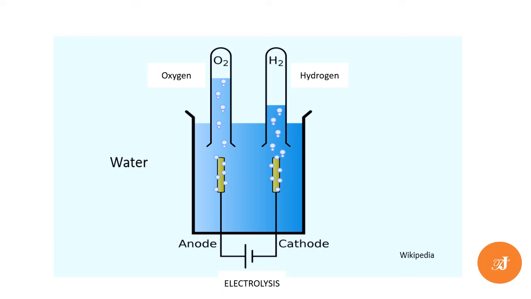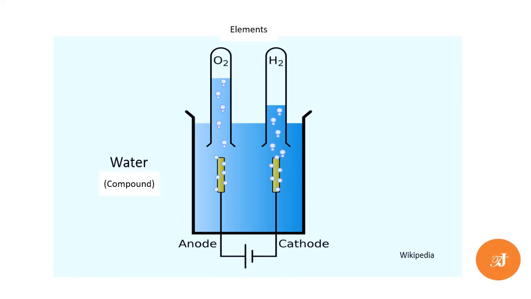Water can be broken down into hydrogen and oxygen using electrolysis. Electrolysis, as Wikipedia says, is a process of using electrical currents to break down a compound into its constituent elements. Thus, water is classified as a compound. Hydrogen and oxygen are classified as elements.